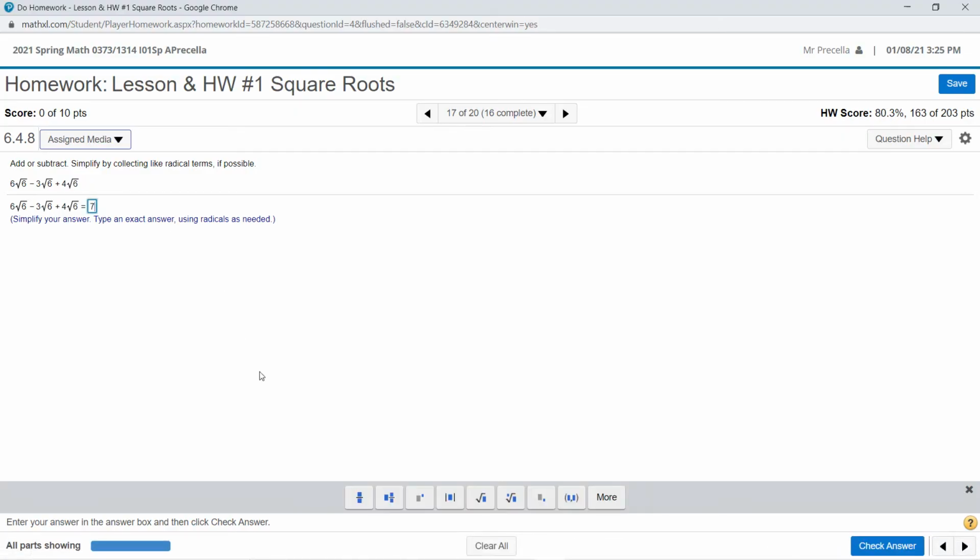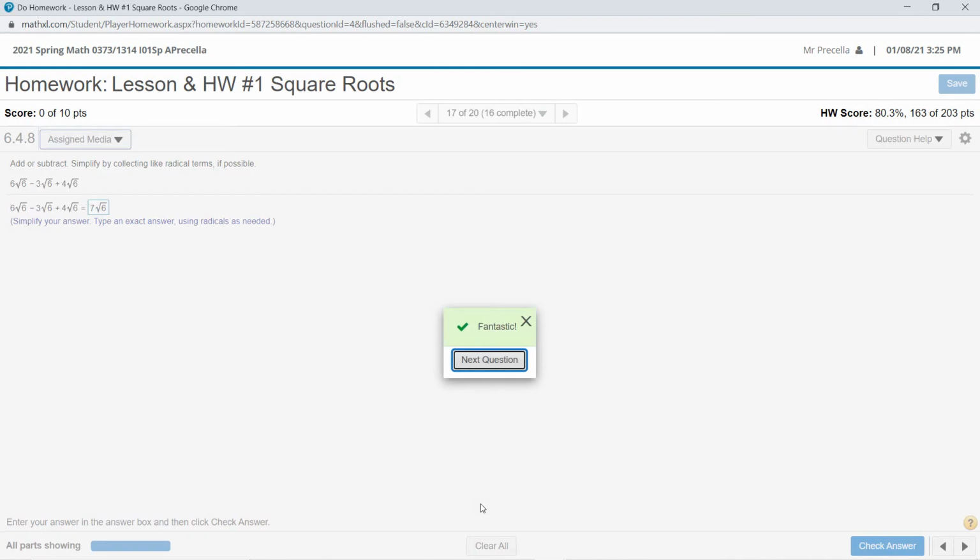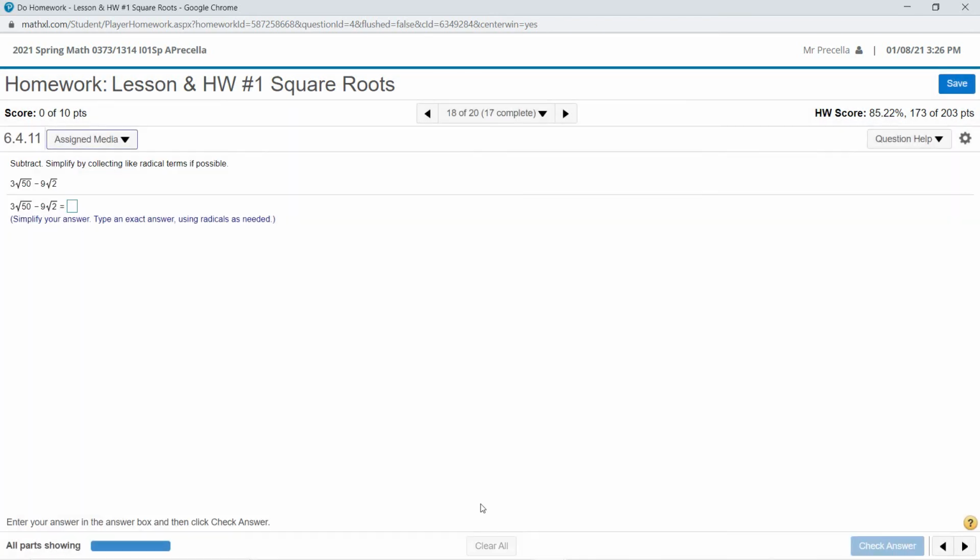7 square root of 6. Check it. Okay. A natural question to ask is, well, what do we do if there's not the same numbers under the square root symbol? Well, sometimes you just have to say can't be simplified any further, okay?